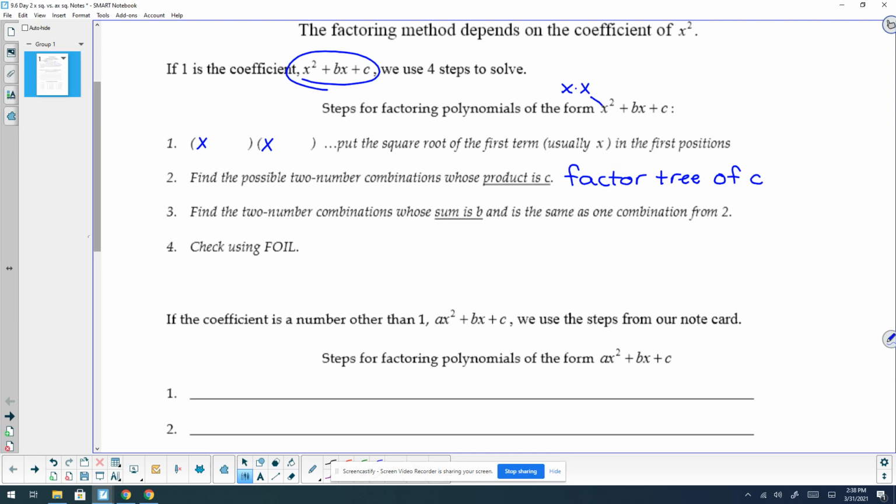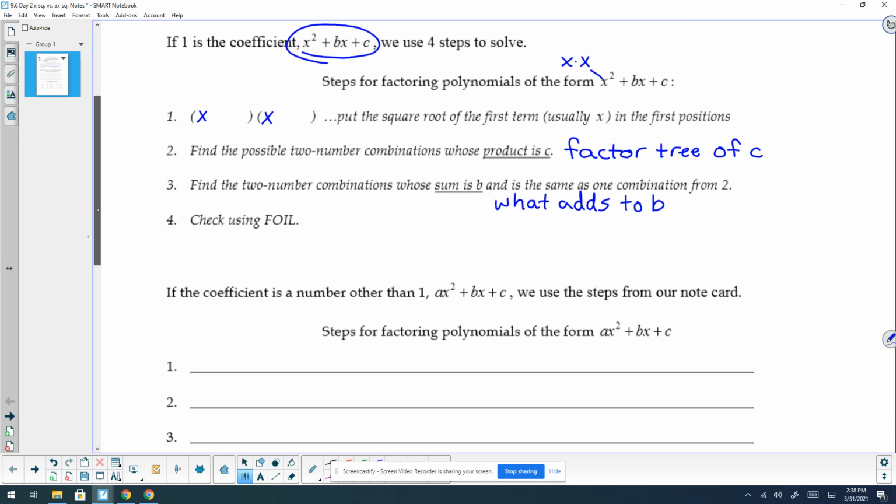Then for the third step, we need to find the two number combinations whose sum is b and is the same as one combination from step 2. So we need to figure out what adds to our b term. Finally, we will check using FOIL to make sure that we got back to what the original problem was saying. That is when we do not have a number in front.